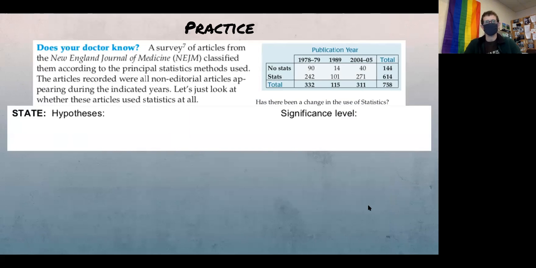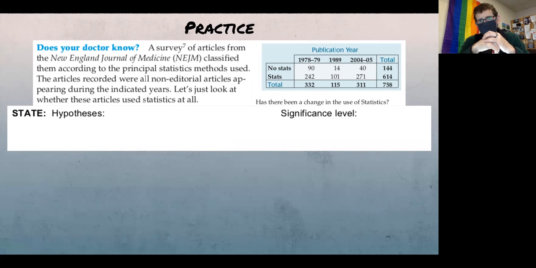Okay, now we're going to go through just another example, and that'll be basically it for today. You can just get some more practice with this on your own. A survey of articles from the New England Journal of Medicine classified them according to the principal statistics method used. The articles recorded were all non-editorial articles appearing during the indicated years. Let's look at whether these articles use statistics at all.